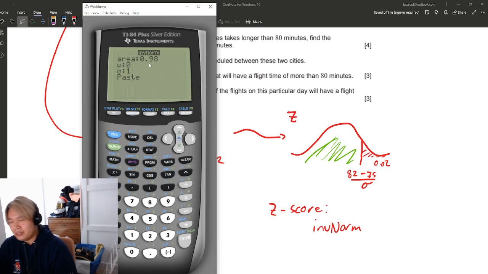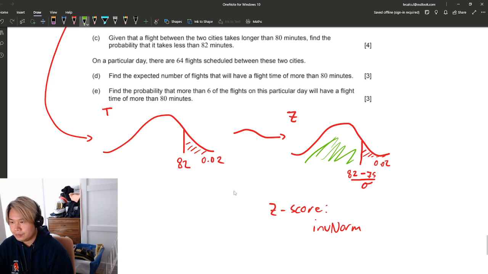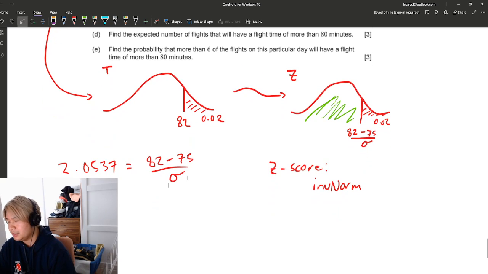And this is why we standardize, because for a standardized normal distribution, we always know that its mean is 0 and its standard deviation is 1. So we can always find a Z score if we know the probability. So this Z score is 2.05, whatever. So what did I say it was? 0.537, blah, blah, blah. And again, this expression as well. From here, you can just find out what sigma is.